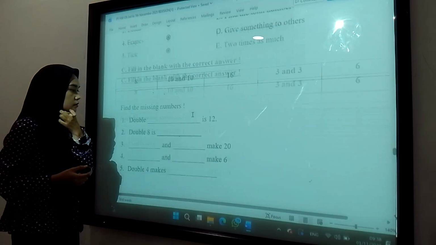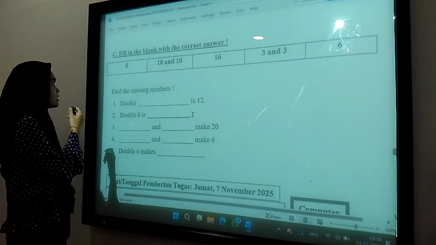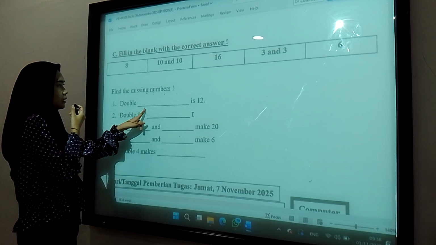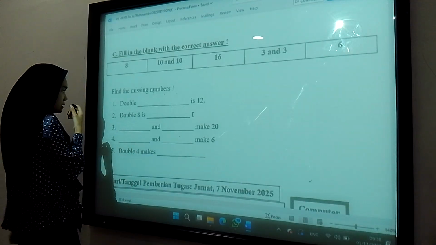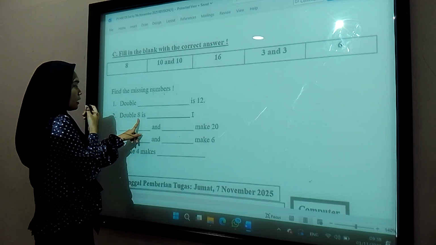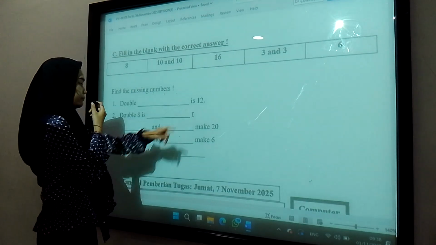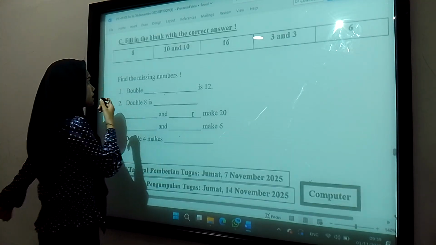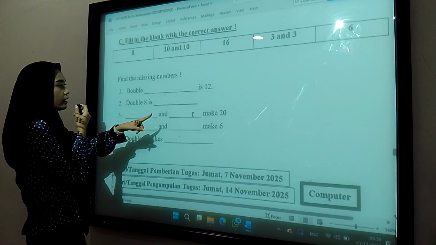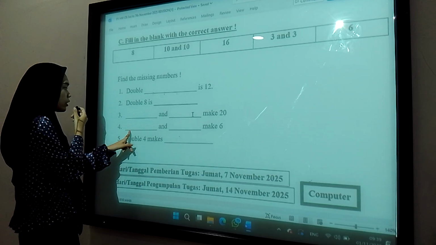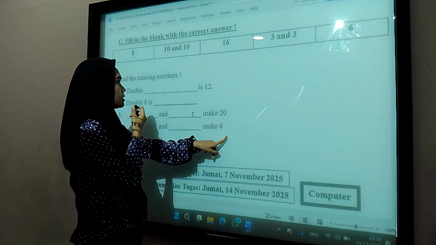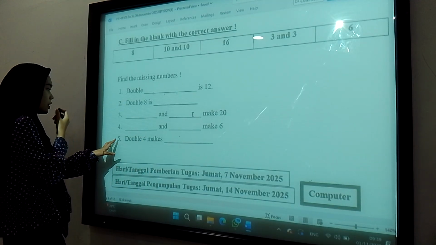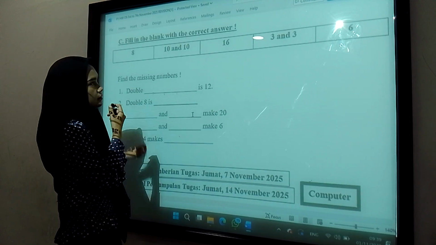So next, for this, they can choose the answer in the box. For number one, double blank is 12. The answer is 6. Number two, double 8 is 16. Number three, blank and blank can make 20. The answer is 10 and 10, because 10 plus 10 can make 20. And number four, blank and blank can make 6. The answer is 3 and 3, because 3 plus 3 is 6. And the last one, double 4 makes 8.